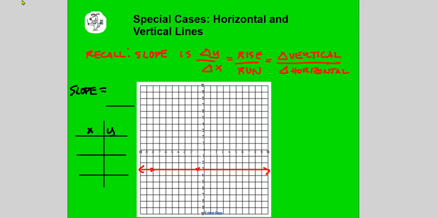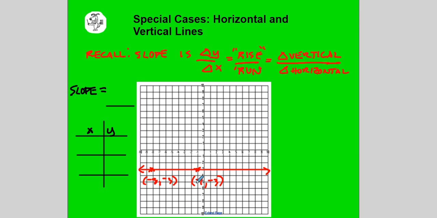So now let's look at two special cases, horizontal and vertical lines. So recall slope is change in y over change in x, which is rise to run, which is change in vertical over change in horizontal. Well, here I have a horizontal line, so it's easy to see what's going on here by making a slope table. So many students, again, if you forget what to do, just draw a horizontal line and put some coordinates on it, and this will make the answer very easy to see.